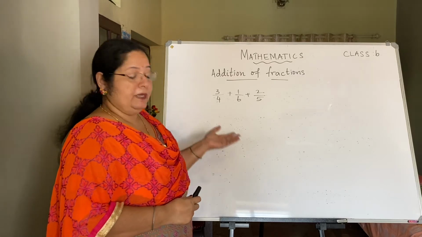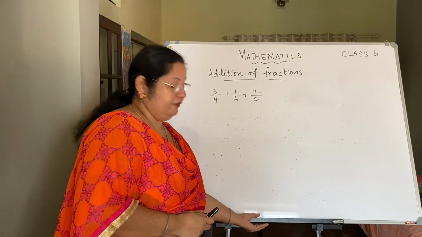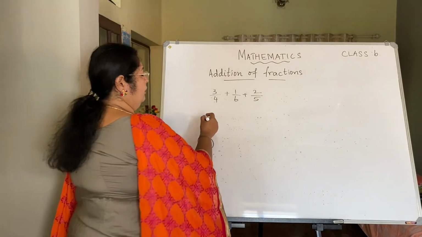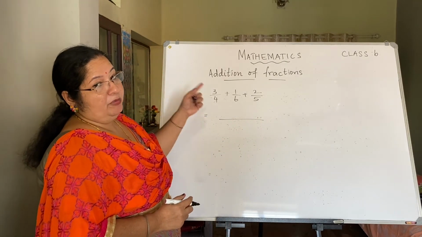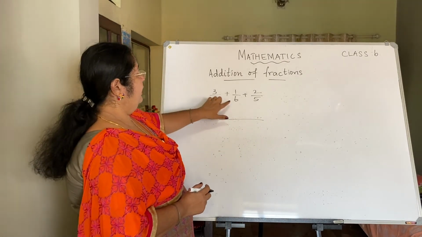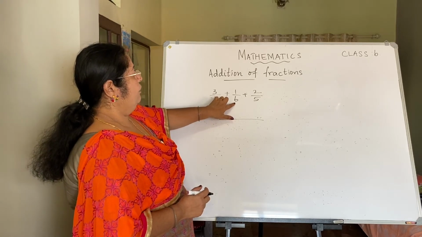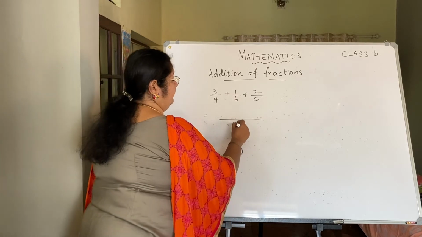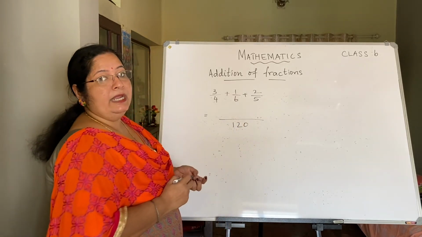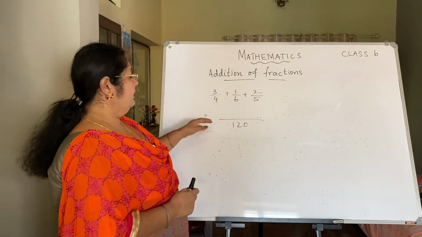3 by 4 plus 1 by 6 plus 2 by 5. So what is the procedure? How we are going to do? This will be equal to, denominator will be the product of the denominators. So 4 into 6, 24. 24 into 5 is 120. So denominator is 120. Now how do you get the numerator?